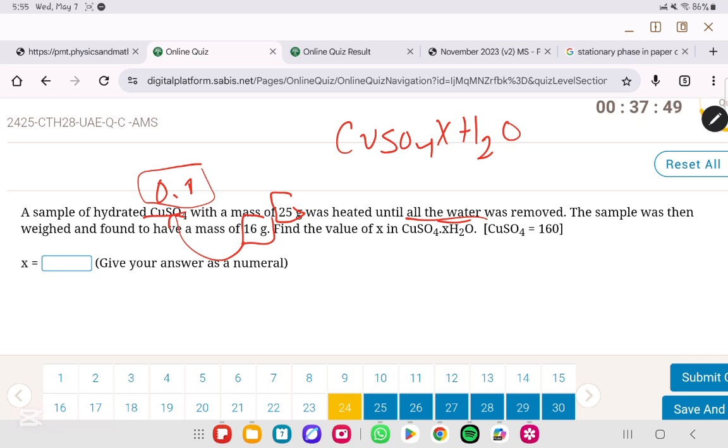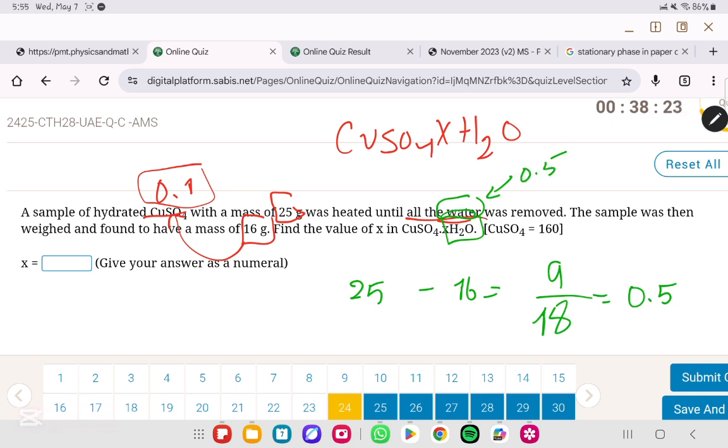Now, what about water? How much of the water did we use? Very simply, 25, the initial mass, minus 16. We will get to know how much water was in this compound. So 25 minus 16, that's going to be 9. 9 divided by the total mass of water, H2O, 9 over H is going to be 2 plus O, which is 16, over 18. It's going to be what? It's going to be 0.5. So now the number of moles of water is what? It is 0.5. But if you look at it, it is 1 CuSO4.